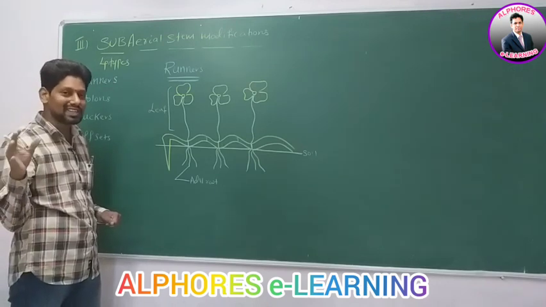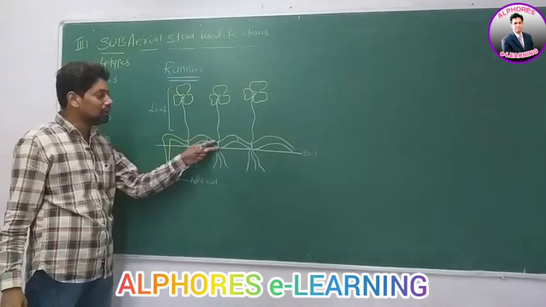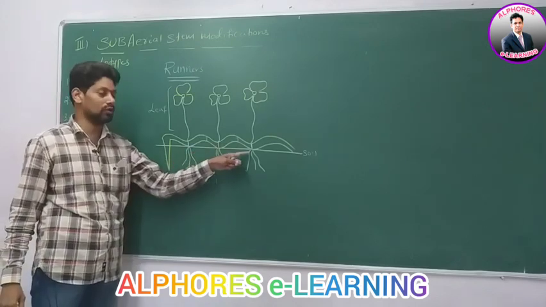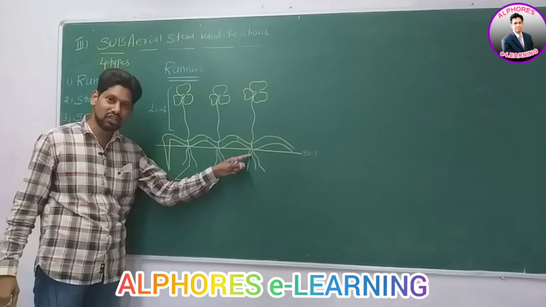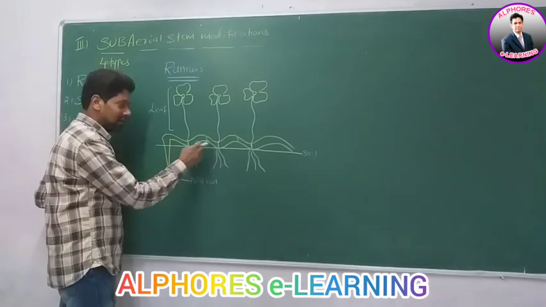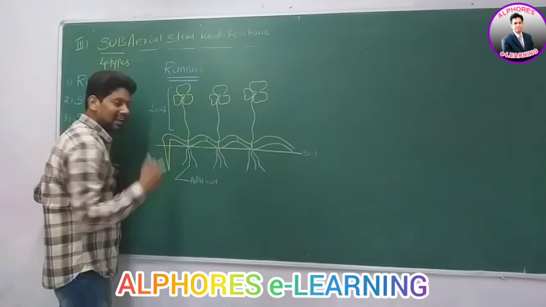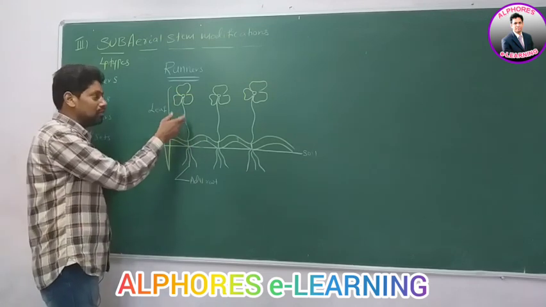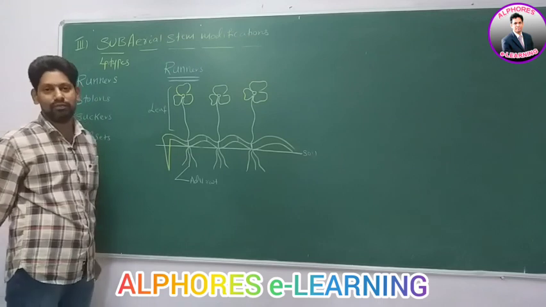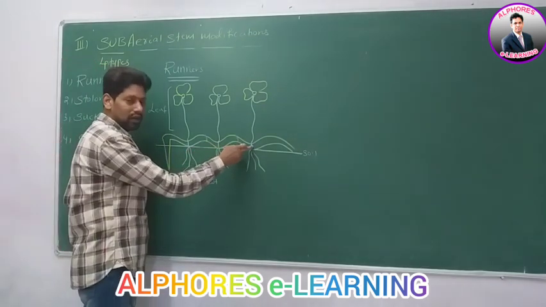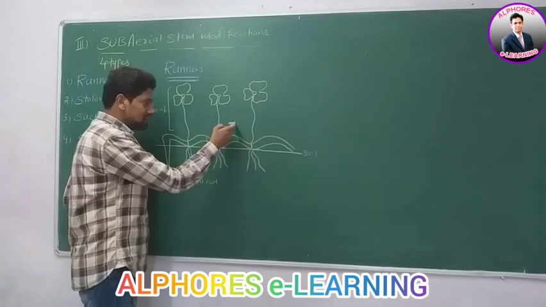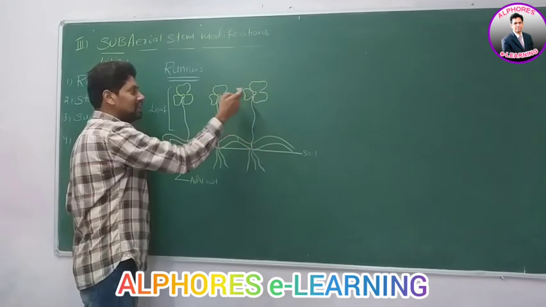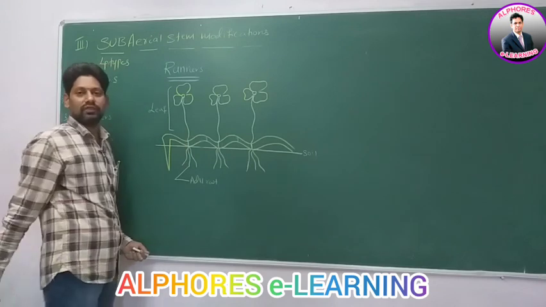Therefore, in some weak-stemmed plants, the weak stem creeps on the surface of the soil and is rooted at each node. At each node, it bears roots. Is this statement okay? Sir, this is node. What is this one? Internode. When this internode breaks, this node can develop into an independent plant because this node is having leaf as well as what, sir? Roots. Is this statement okay?